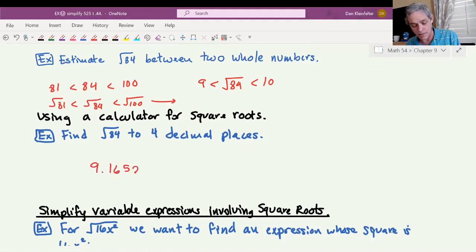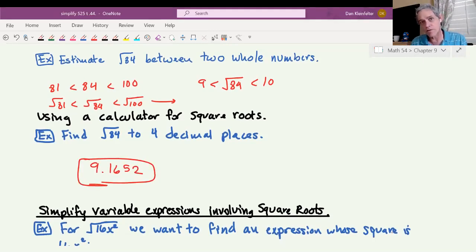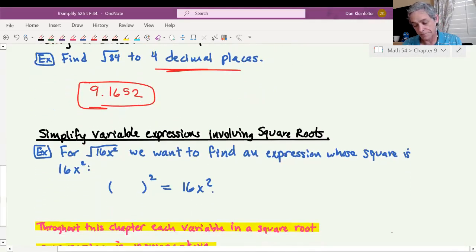I've rounded there to that 4th decimal place. Make sure if you're doing this on paper or some sort of computer assignment that you follow the directions about how many decimal places to give, because if you don't, it can be marked wrong. So be careful there.